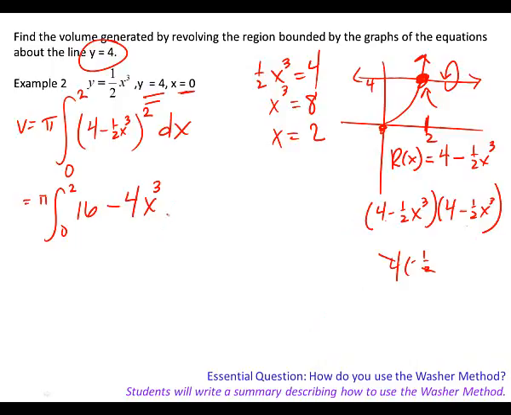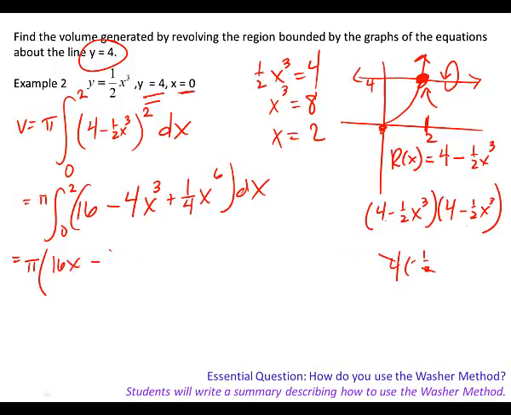Negative 1/2 times negative 1/2 is? 1/4 x to the, not the 9th, but the 6th. No, you add exponents. When you're multiplying, you add the exponents. When you have power to a power, you multiply the exponents. Again, little algebra steps that kill us, right? Ruin the whole problem.